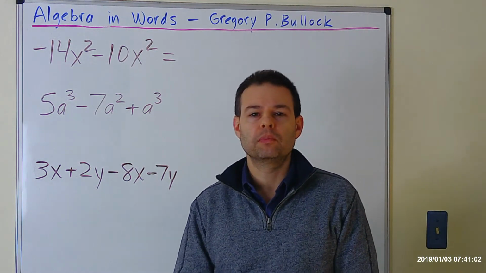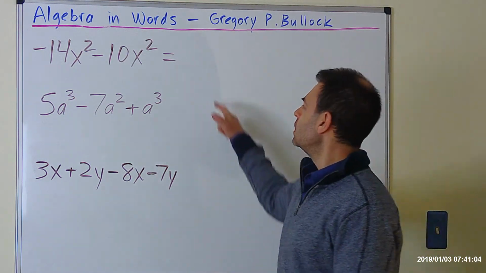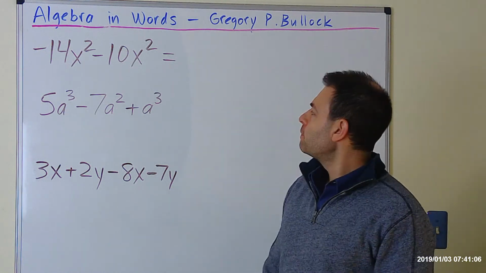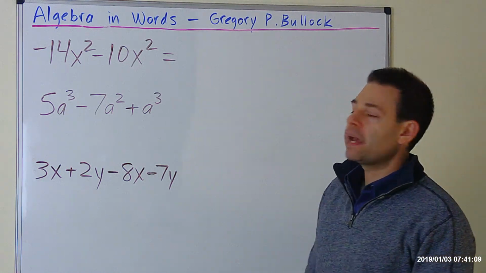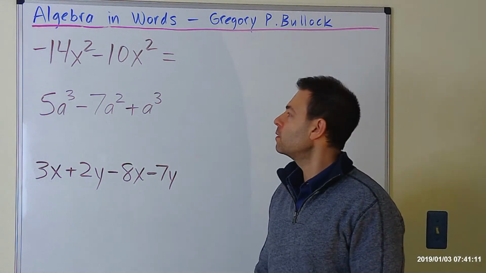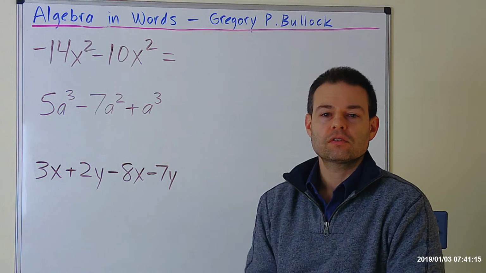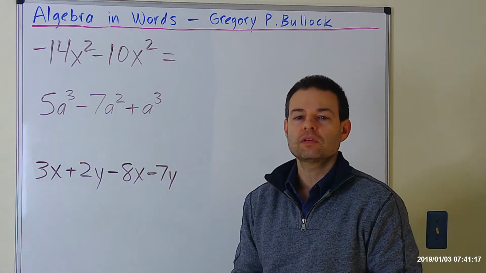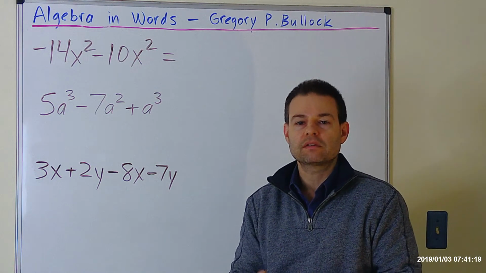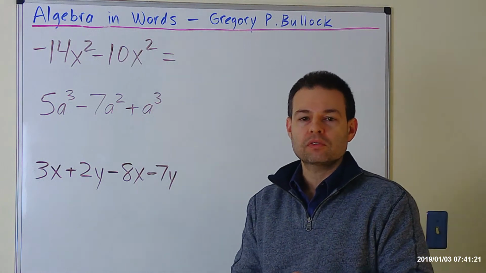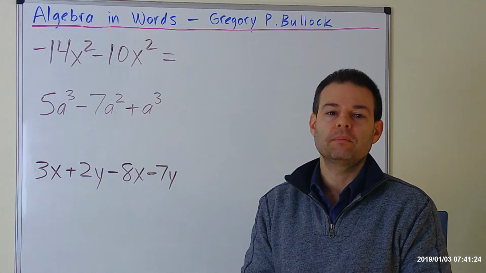I have a few problems on the board. Let's look at the one at the top. The problem is negative 14x squared minus 10x squared. So what we want to look for is, are these like terms? And just a quick refresher, what are like terms? They have to have the same base and the same exponent. If they don't have both of those, they're not like terms and they cannot be combined.